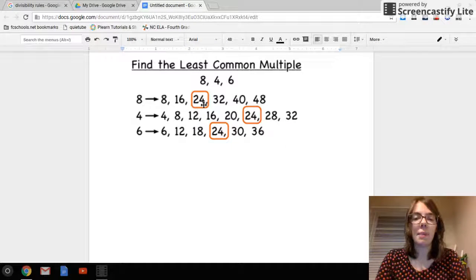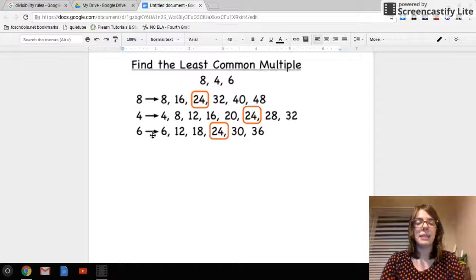So we have 3 numbers here. It wants to find the least common multiple of 8, 4, and 6. So they start listing out multiples. We know 8 times 1 is 8. 8 times 2 is 16. 8 times 3 is 24. So they keep going. Then they do some in the 4s. 4, 8, 12, 16, 20, 24. Aha! You found a common multiple right there.